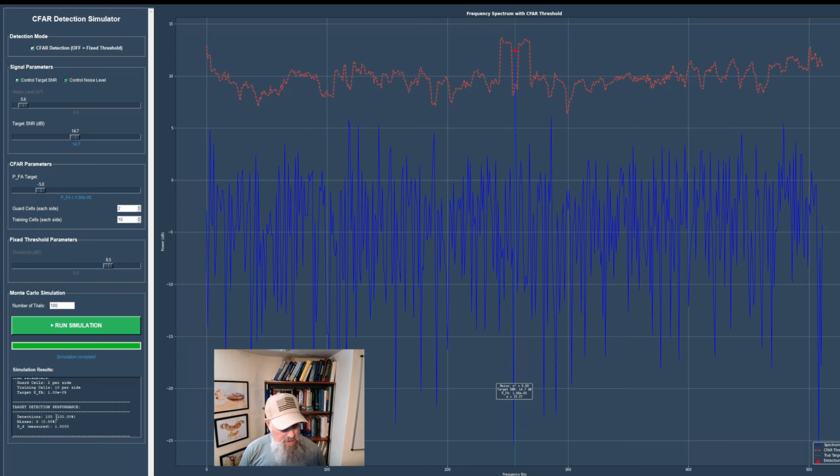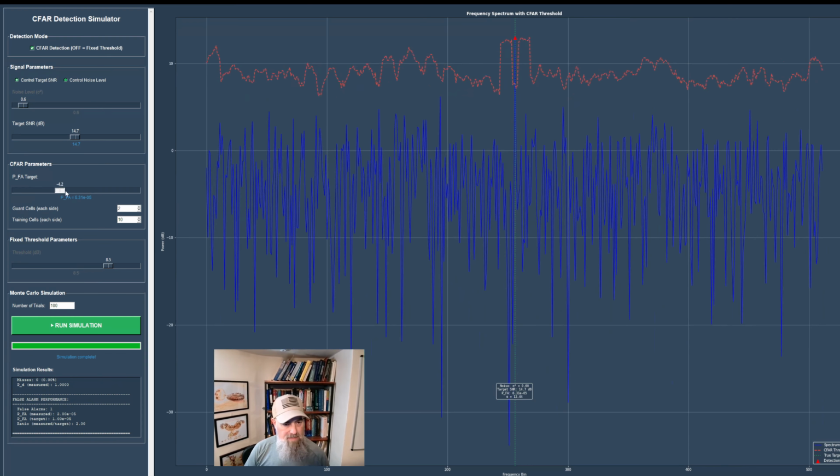The detections, we have a 100% detection rate. We didn't have any miss. The SNR is high, so we didn't have any misses, not in 50,000 draws. And the false alarm performance is we had one false alarm. The measured PFA is 2 times 10 to the minus 5, and the actual PFA is 1 times 10 to the minus 5.